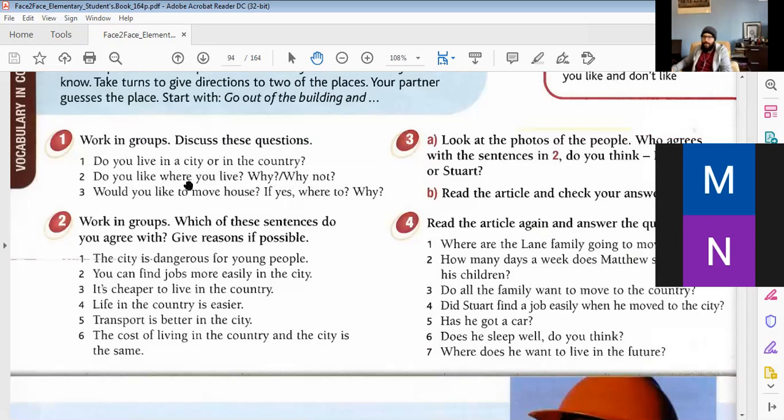Number 2. Do you like where you live? Why or why not? So what about you, Sisabi? Do you like where you live? The area? I like. Yeah. And why do you like it? Or what do you like most about where you live?